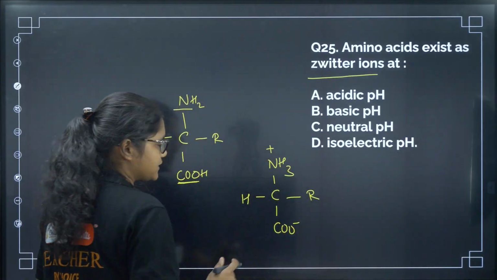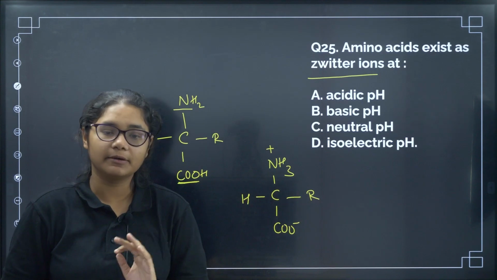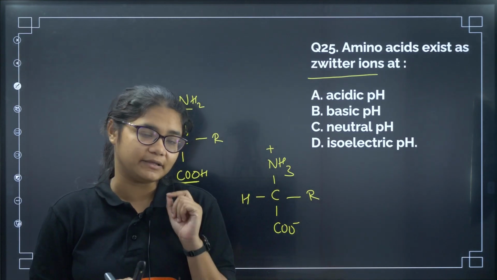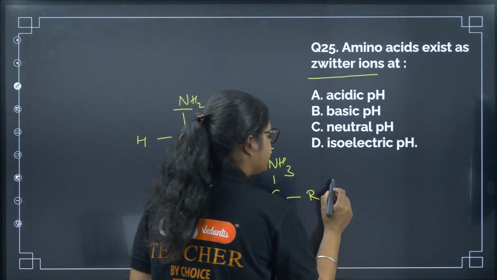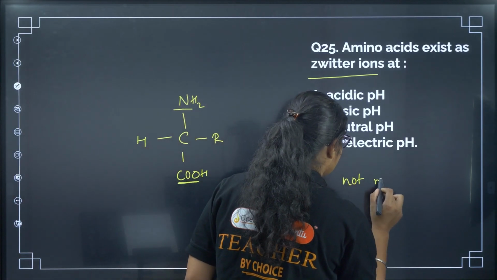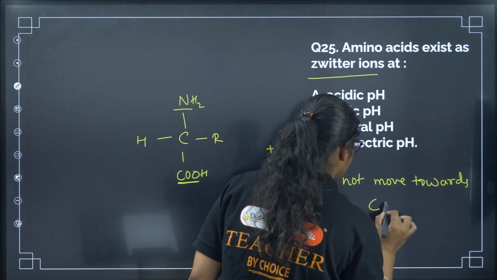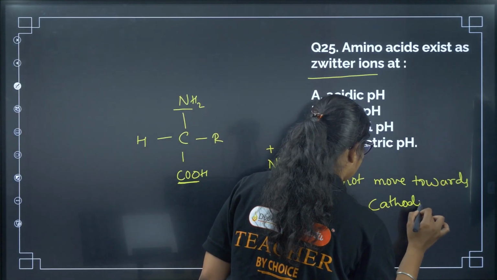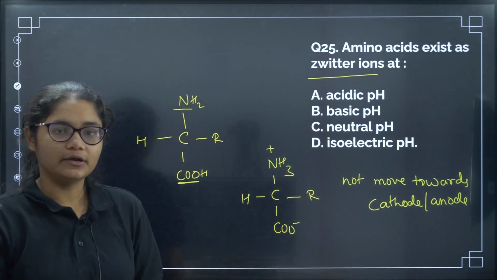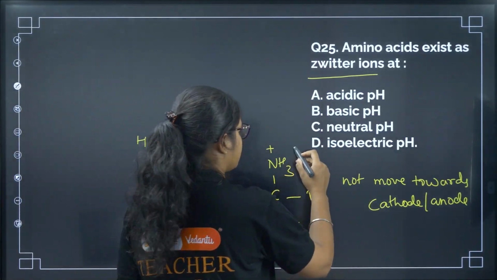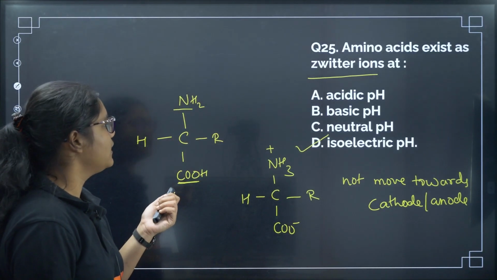So this structure is called the Zwitter ion, and this exists at a particular pH only. That pH is called the isoelectric pH, and in this position it will not move towards either the cathode or anode. It will not migrate because it is a neutral molecule. It is a dipolar molecule, but it is a neutral molecule. So this pH value is called the isoelectric point or isoelectric pH. Correct answer is option number D.